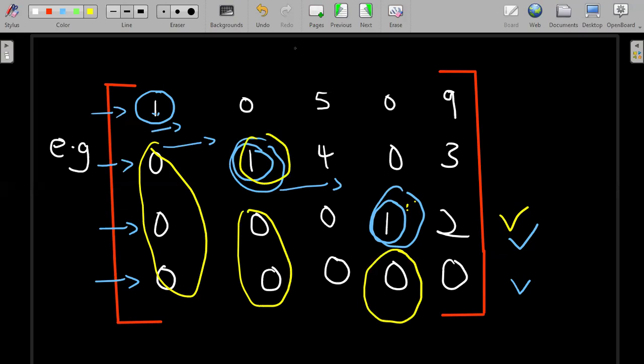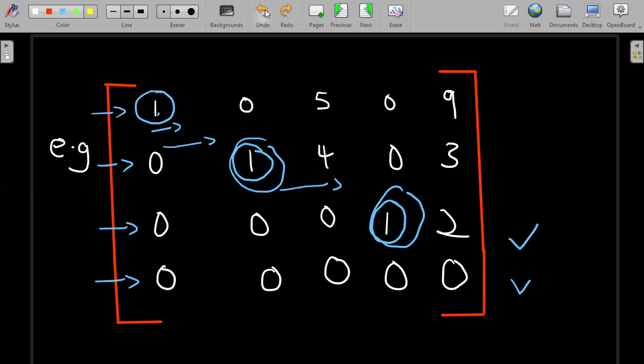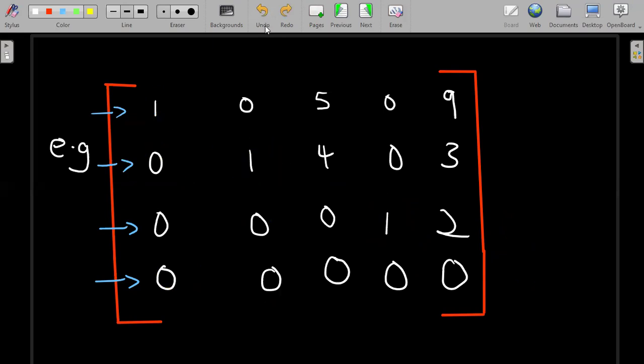Okay, but is it in reduced row echelon form? We have to check the additional properties that we said. For it to be in reduced row echelon form, first of all, it should be in row echelon form. We've proved that. The other condition was that all the leading coefficients should be 1. We see that this leading coefficient is 1, this one is 1, and this one is 1. So we can check that one.